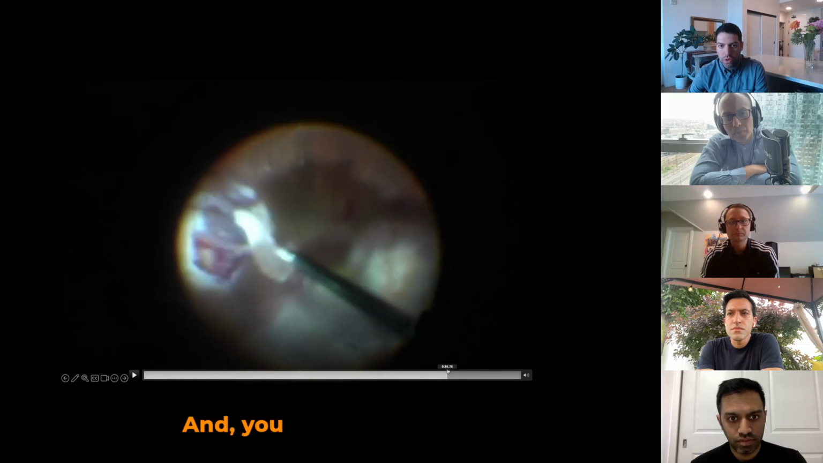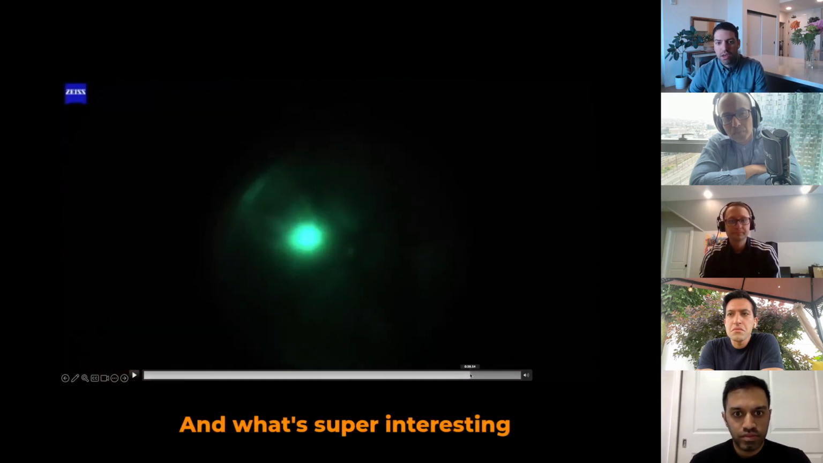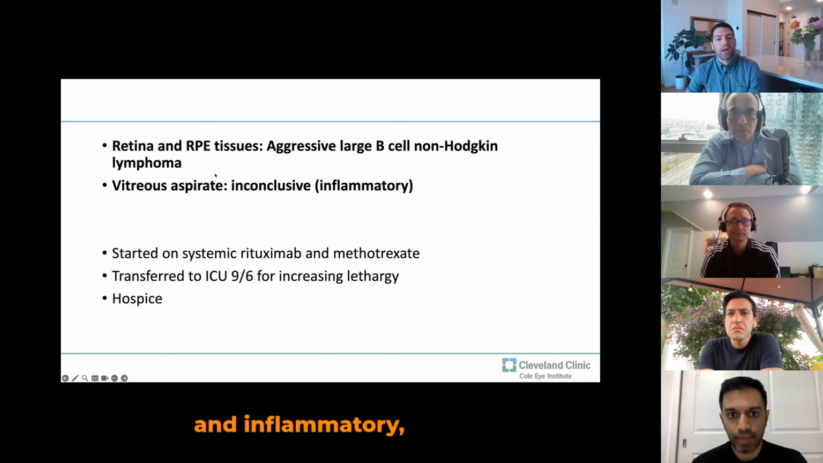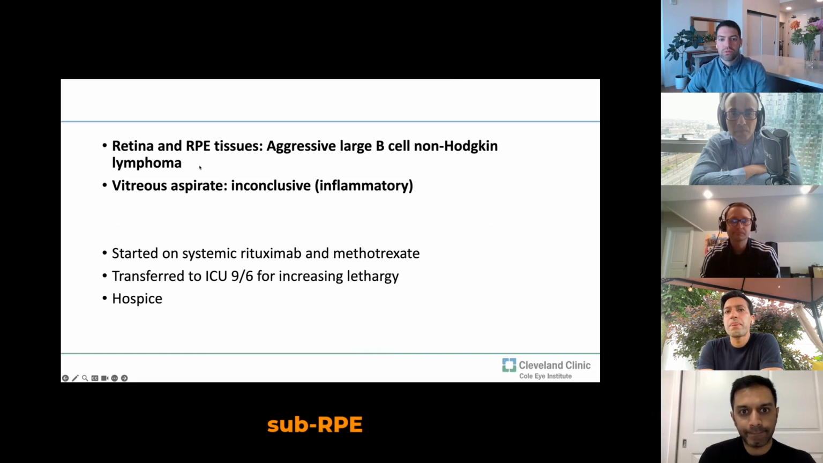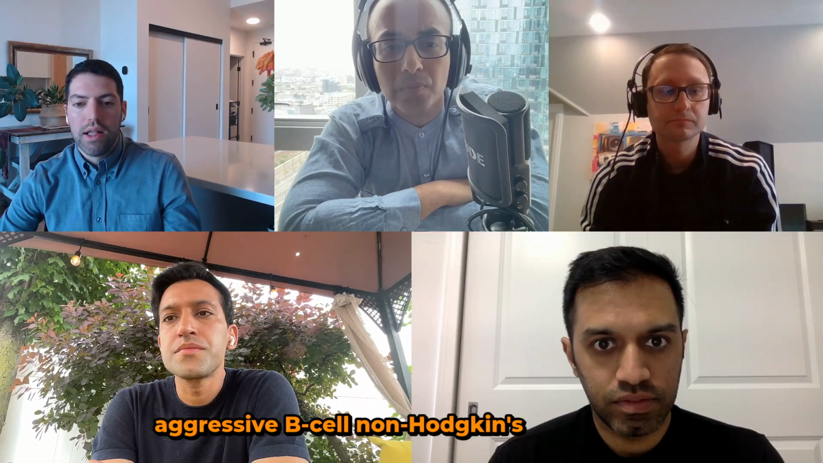And this whole case had all these white fluffy things floating around. You also saw at the beginning of the case that he had some vitreous debris that was back. And what's super interesting about this case is the results showed that the vitreous aspirate was still inconclusive and inflammatory, but the retina and sub-RPE tissues showed aggressive B-cell non-Hodgkin's lymphoma.